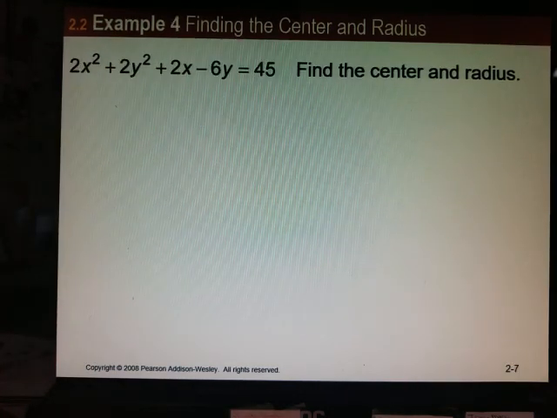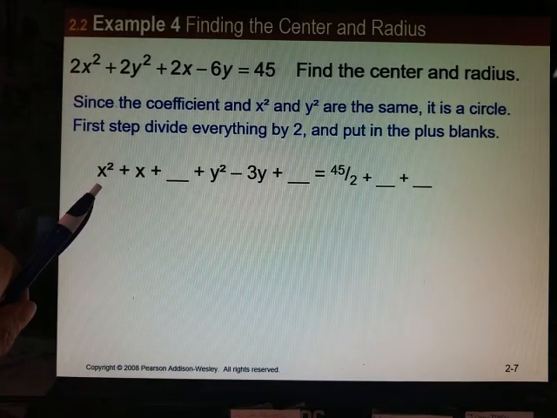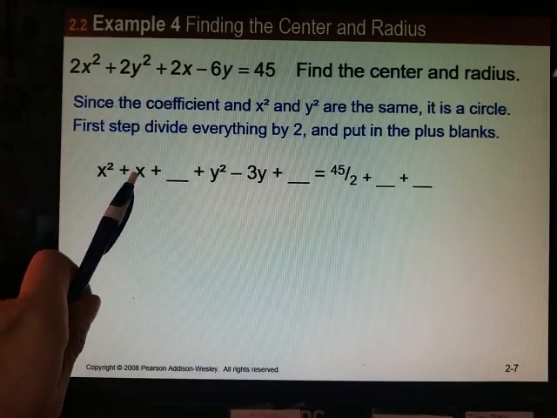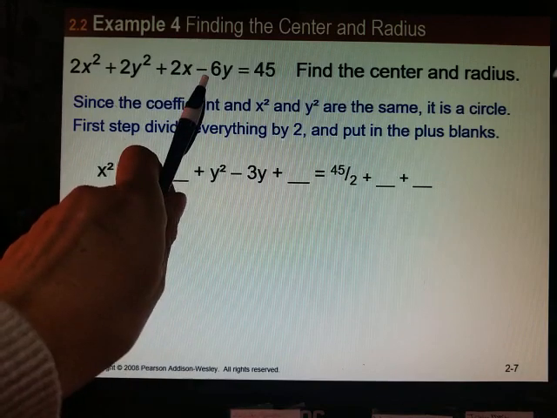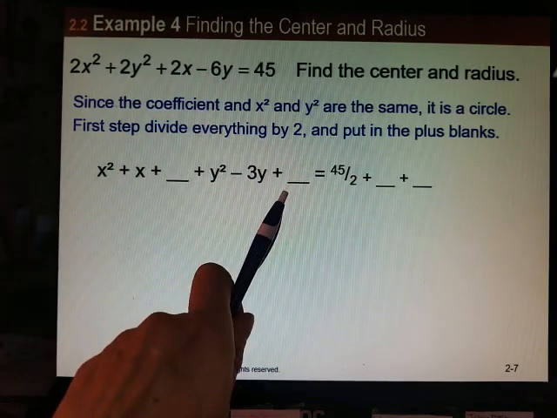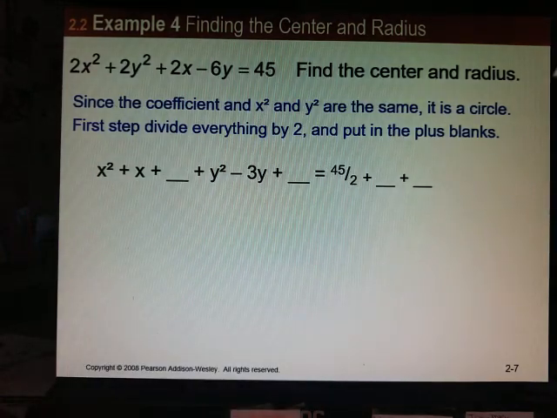So let's go back to the problem we're currently on. To turn those coefficients for x squared and y squared into a 1, I would divide every single term by 2. Even the 45 gets divided by 2, every single one of them. So that's now x squared. That divided by 2 is 1x, and I know I'm going to need a blank. That becomes y squared. Dividing that by 2 is negative 3y, and a blank. And 45 divided by 2, plus blank and blank. And you'd be welcome to use decimals here if you want to. The computer system did not say you had to use fractions.